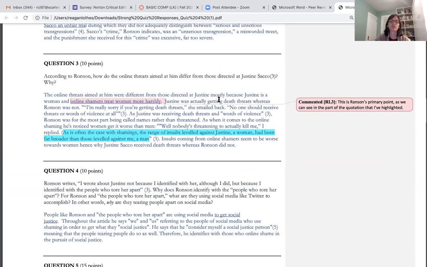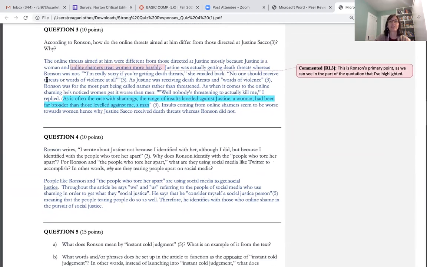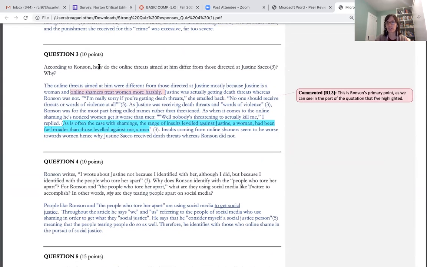Okay, so we shift to question 3. According to Ronson, how did the online threats aimed at him differ from those directed at Justine Sacco, and why? Here, Ronson's main point is gender. The online threats aimed at him were different from those directed at Justine, mostly because Justine is a woman and online shamers treat women more harshly. Justine was actually getting death threats, whereas Ronson was not.